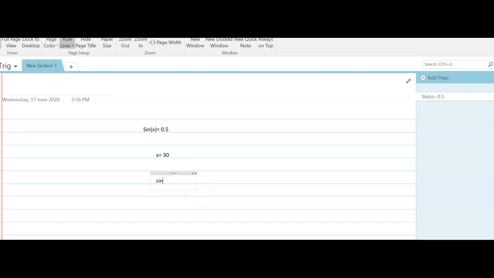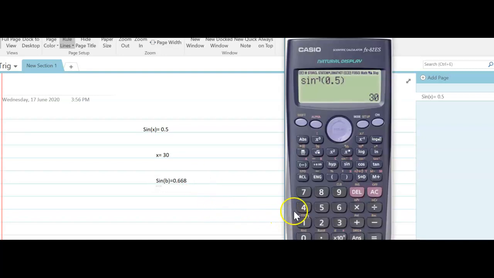Sine B is equal to, and you work this out to be 0.668. Okay, all right, let's AC, always AC, shift sine 0.668. So the trick here is to close the bracket, because sometimes it'll give you an error. So double check you've done that.